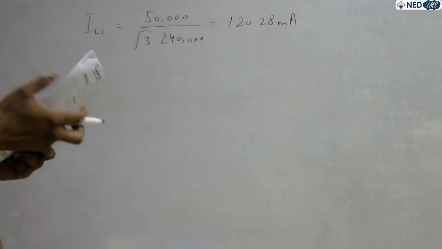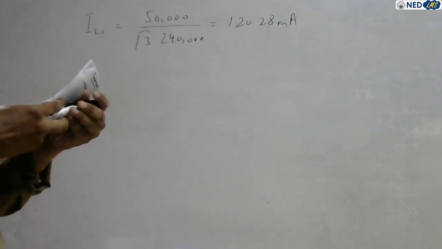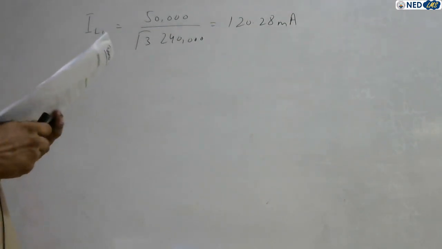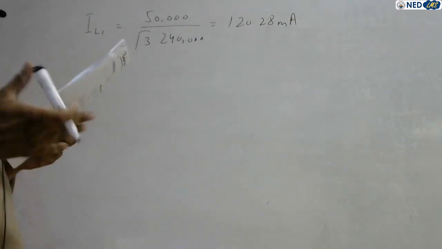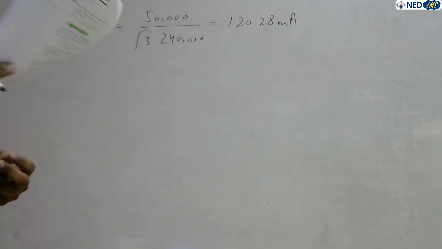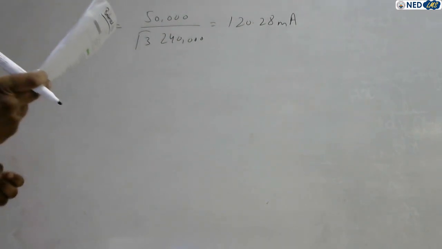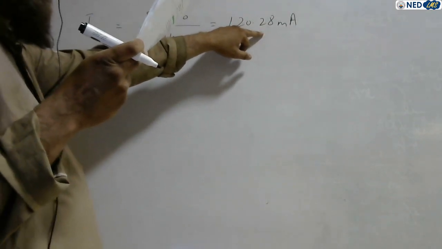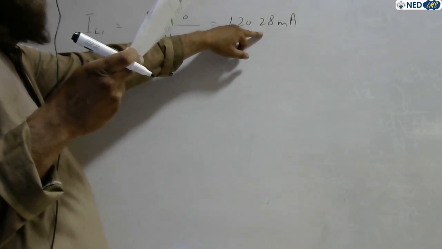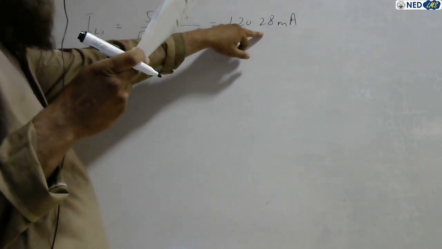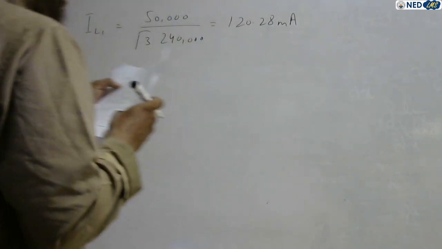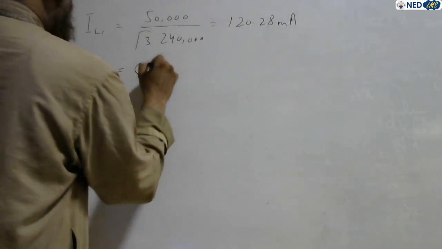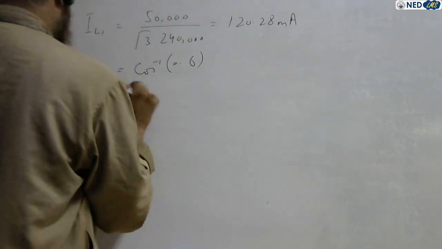Apparent power was 50 kVA and line voltage was 240 kV, sorry, and it is the same for both loads because the line voltage is the same. So the line current comes out to be 120.28 milliamperes for load 1. Since the power factor is lagging, the line current lags the line voltage, so phi 1 is cos inverse of 0.6.